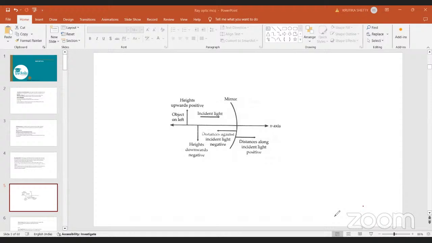Whatever sign conventions we have discussed are also called the Cartesian sign conventions. Sometimes they will ask you to write, for 2 marks, the Cartesian sign conventions used in mirrors. So total 4 points, remember that.